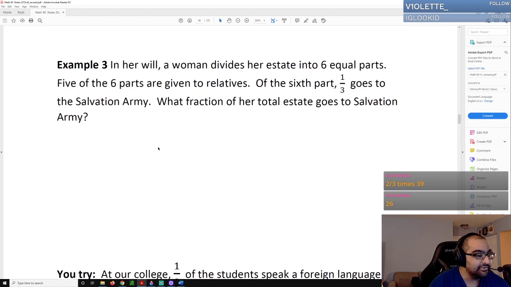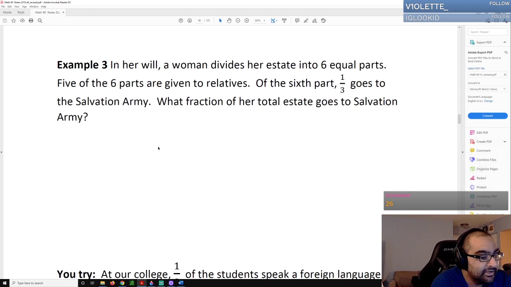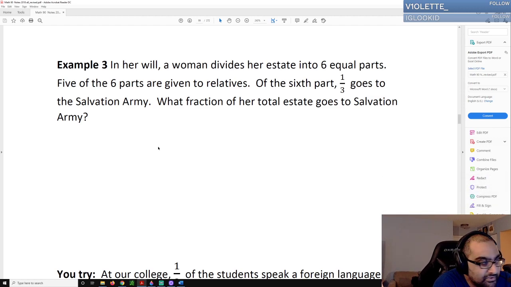Okay, this last one here is going to be the toughest one. This is the one I want to focus on in this section. So let's look at this third example, and we need to read it very carefully in order to get the interpretation down. In her will, a woman divides her estate into 6 equal parts. 5 of the 6 parts are given to relatives. Of the 6th part, 1/3 goes to the Salvation Army. What fraction of her total estate goes to the Salvation Army?